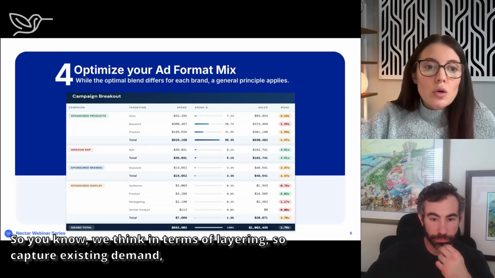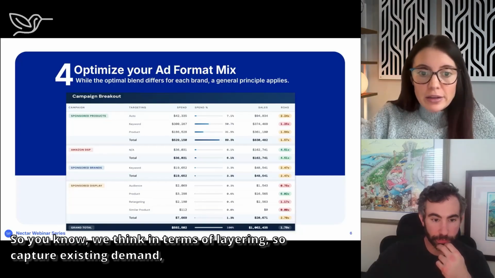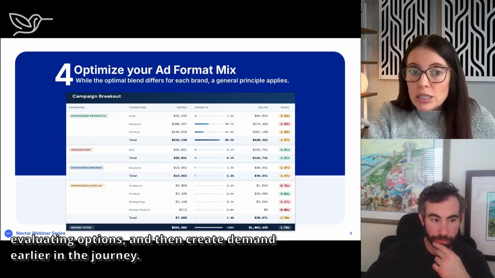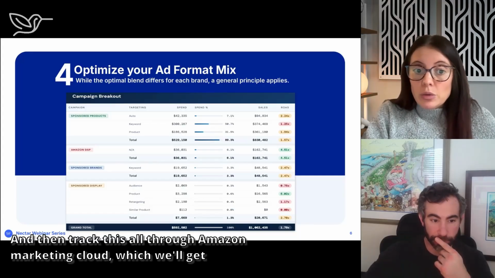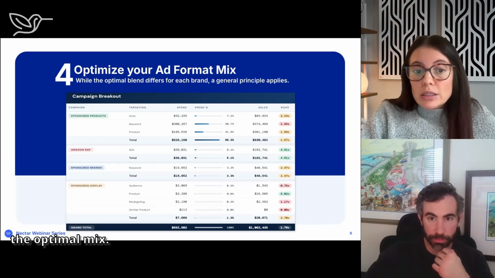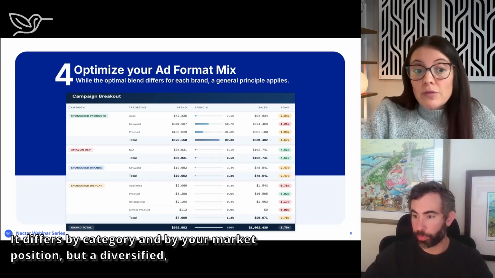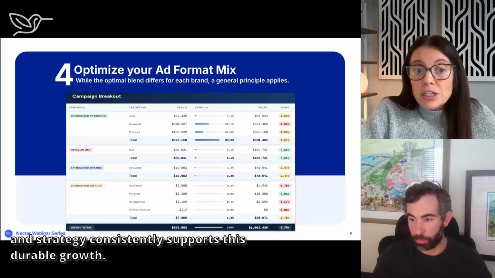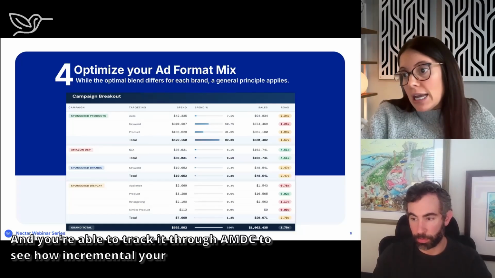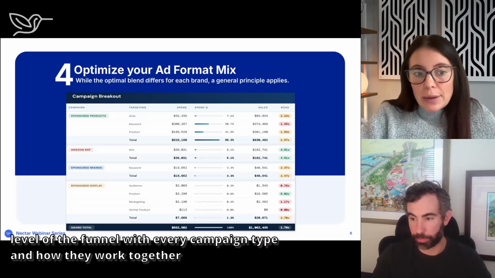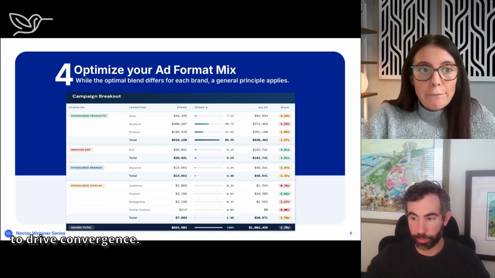So we think in terms of layering. Capture existing demand, influence shoppers evaluating options, and then create demand earlier in the journey. And then track this all through Amazon Marketing Cloud, which we'll get into. The optimal mix differs by category and by your market position, but a diversified ad format and strategy consistently supports durable growth. You're able to track it through AMC to see how incremental your spend is at every level of the funnel, with every campaign type, and how they work together to drive conversions.